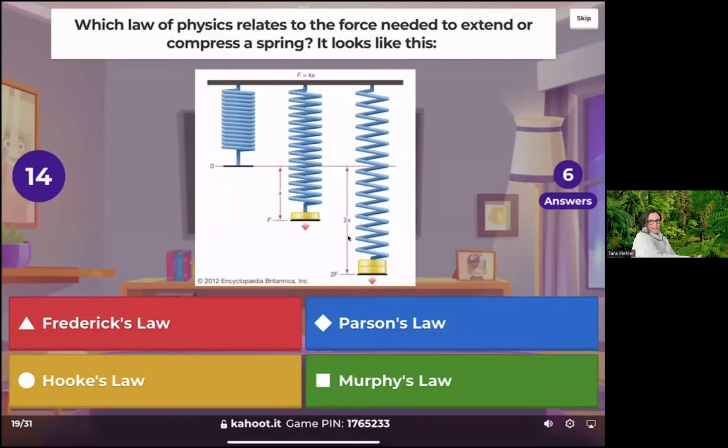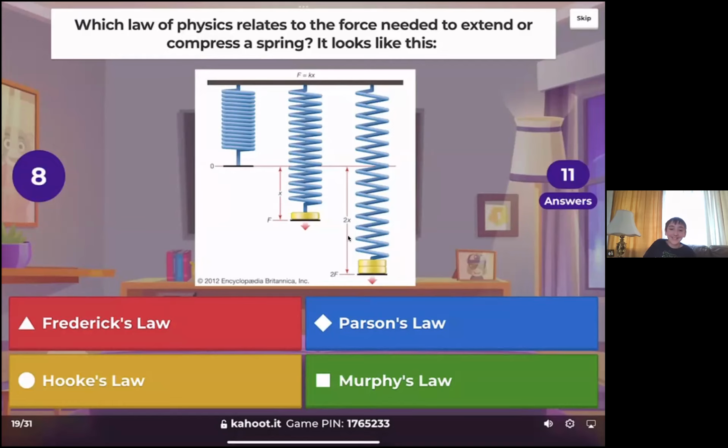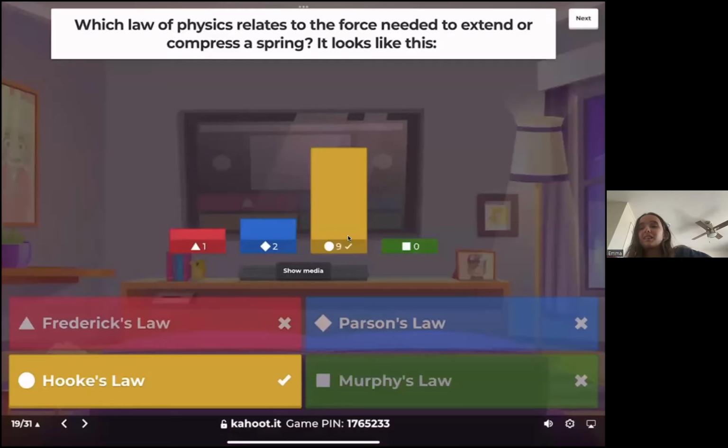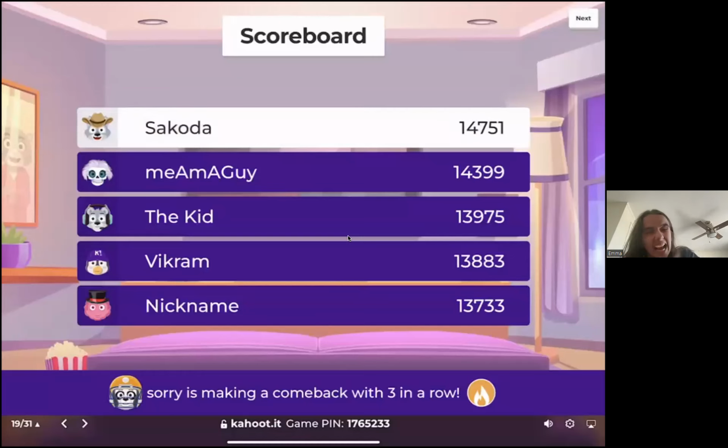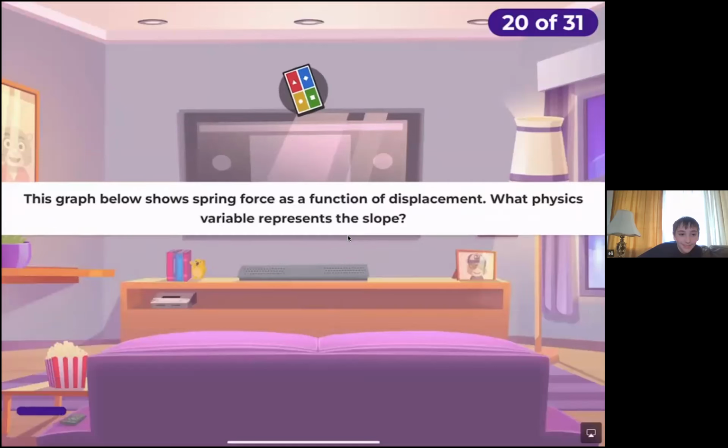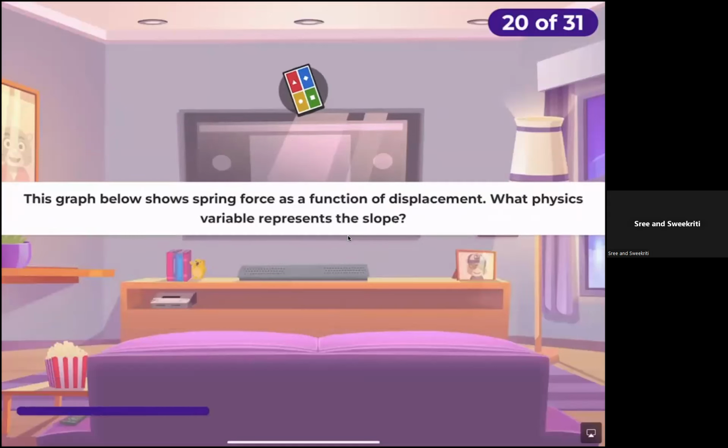Murphy's Law. Hooke's Law. Murphy's Law, I know that show. It's Hooke's Law. Restoring spring force is a function of displacement.